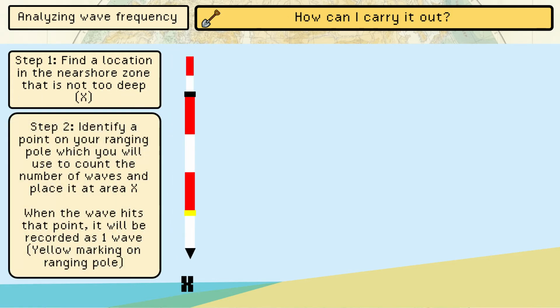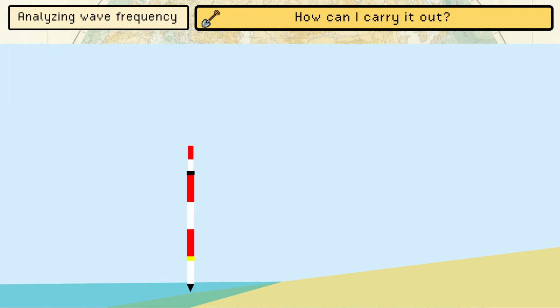Next, identify a point on your ranging pole which you will use to count the number of waves and place it at area X. As you can see here, it is denoted by this yellow marking. When the wave hits that point, for example, it will be recorded as one wave. As the wave is crashing on the shore, it will hit this yellow marking, and then you will count how many waves hit that particular point. So I put it in at area X there.